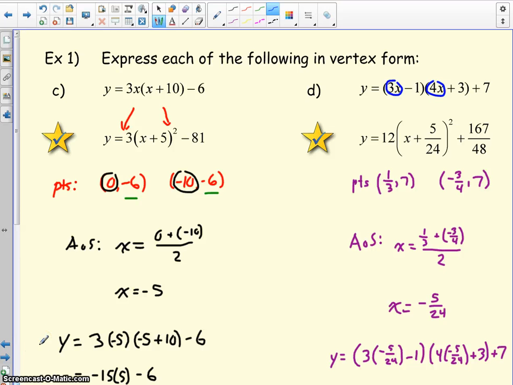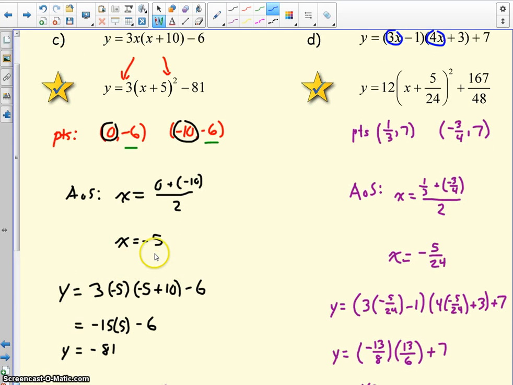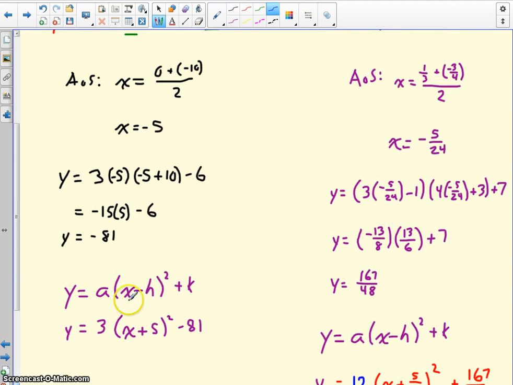Alright, so take a second to check your answers there. I'll just run through the steps. The steps are the same for each one. So once I got my axis of symmetry for C over here, I subbed it into the equation, got a y value of -81, and threw that into the vertex form for h and k.